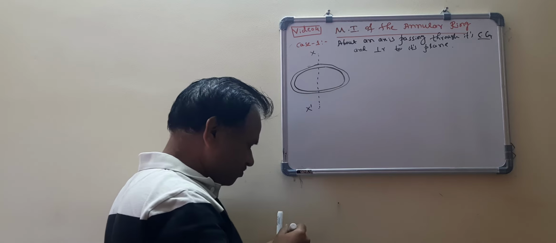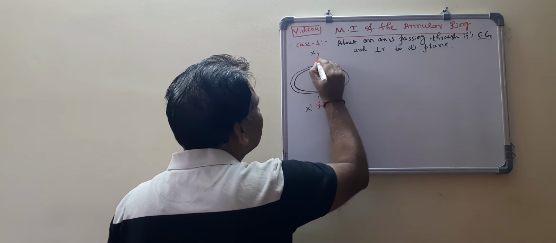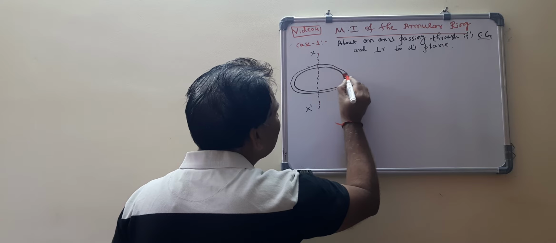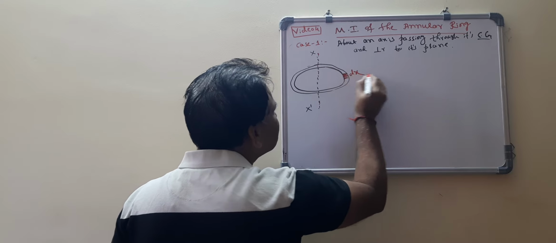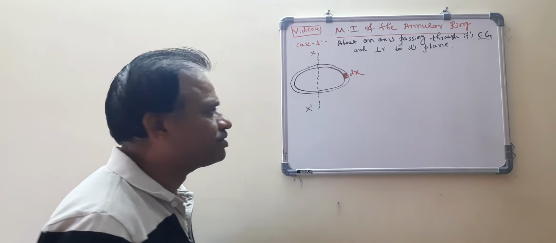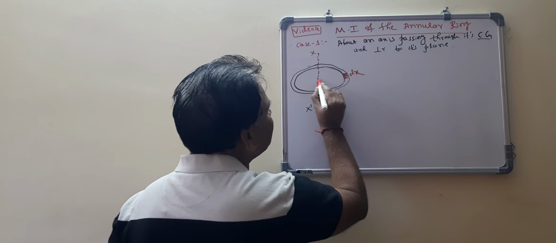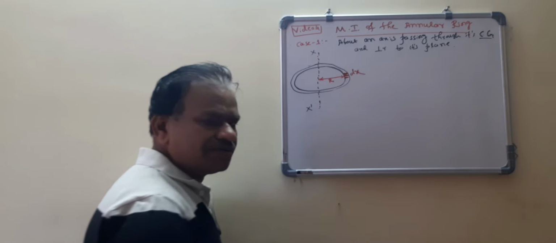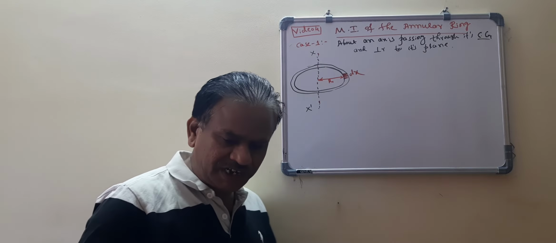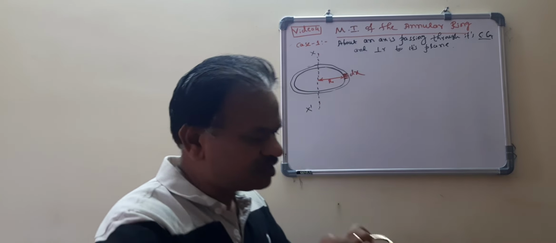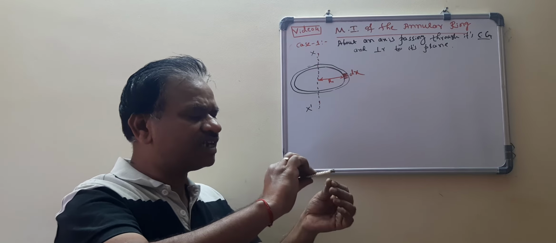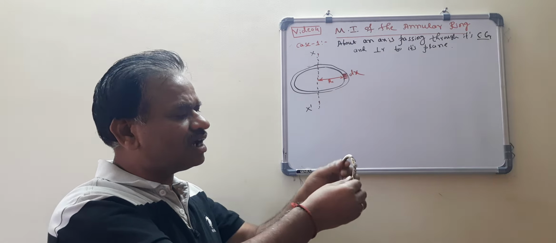Okay. X dash, this is the axis. Here, considering a small element, I'm considering this thickness as dx. Of course, it is a symmetric body. Here, the distance is R. What is symmetric? This is the symmetric body. Everywhere the distance, the radius, is the same. Here, I will rotate like this.